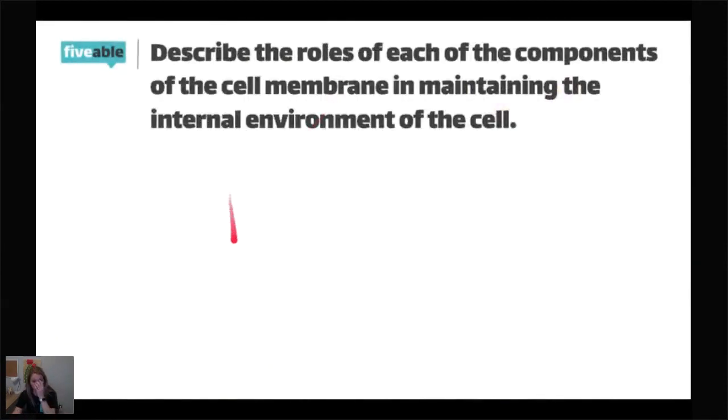Okay. Describe the roles of each of the components of the cell membrane in maintaining the internal environment of the cell. What do I mean by the internal environment of a cell? What am I talking about with that? The internal environment. Homeostasis. Very, very good. What happens if your cells get too dehydrated?